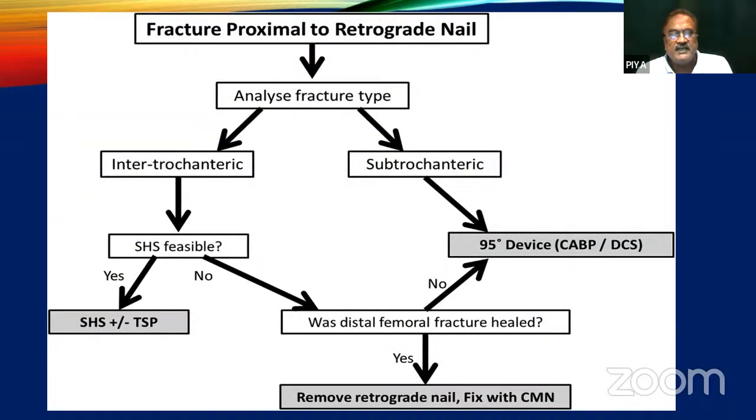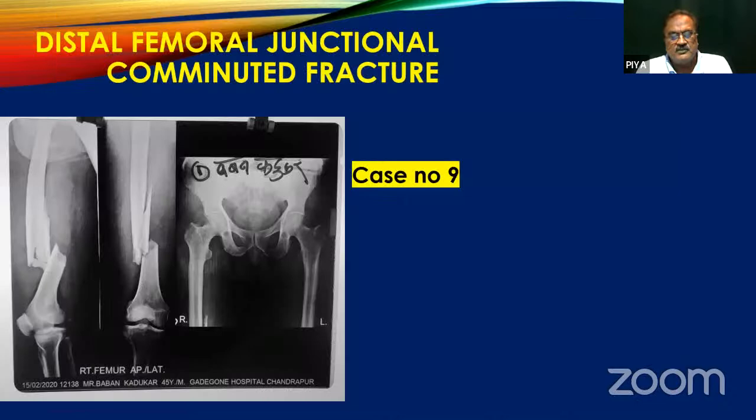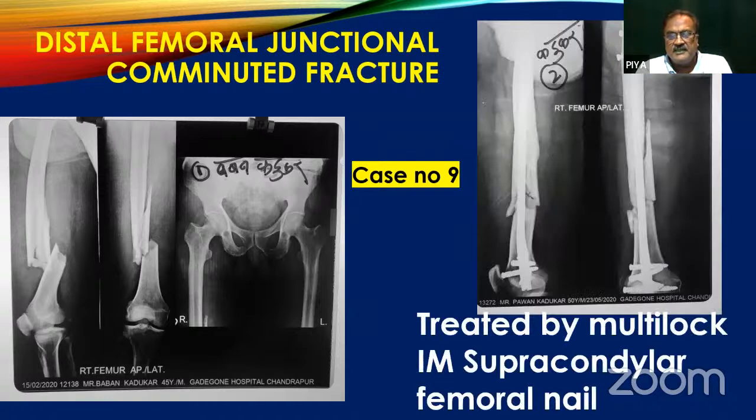So if you get a retrograde nail, probably the treatment is very easy. You have to exchange the nail with the long nail, or you can use an additional plate or a condylar blade plate. So this is an example, a distal femoral junctional comminuted fracture treated by a multi-lock supracondylar femoral nail.